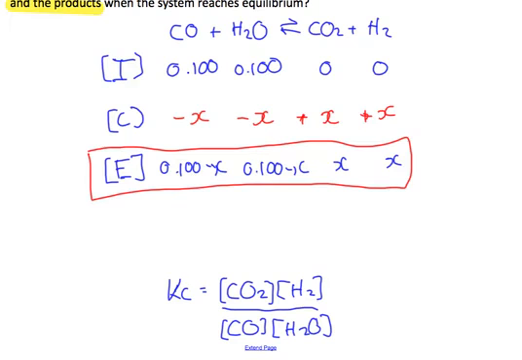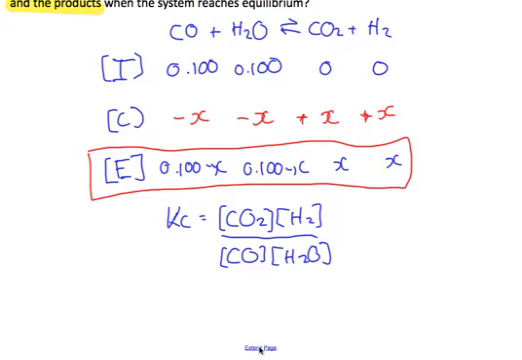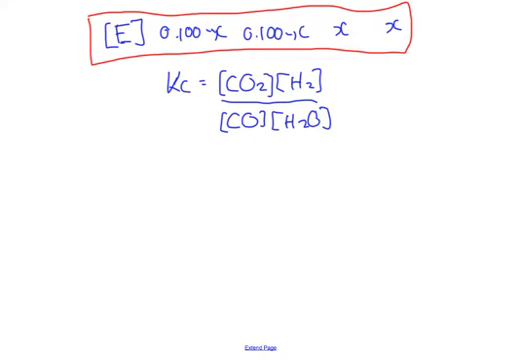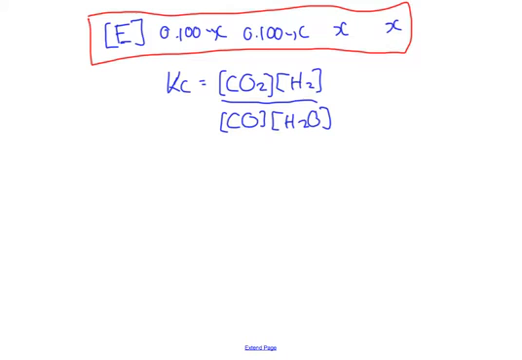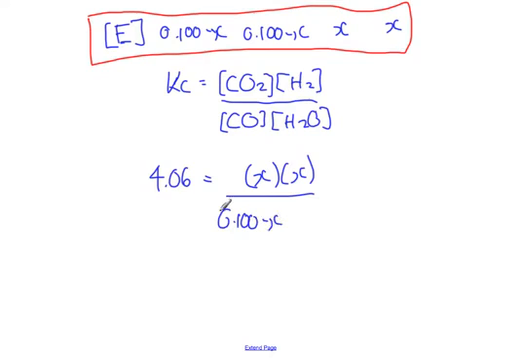So there's our equilibrium concentrations, and we're going to plug it into our equilibrium expression. Let's just get that up there a little bit. And so let's get going. So we were told actually that the value of Kc is 4.06. So equilibrium expression, substitution, 4.06 equals equilibrium concentrations. CO2 and H2 are both x's, so it's x times x. And carbon monoxide is 0.100 minus x and water is 0.100 minus x. So there's our concentrations.